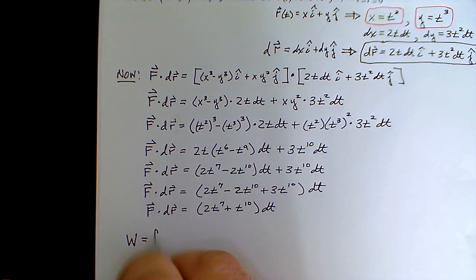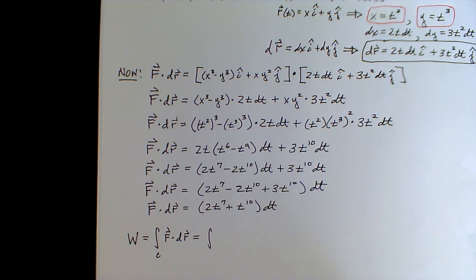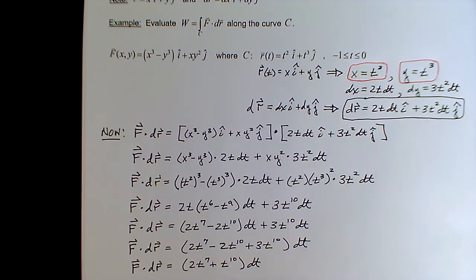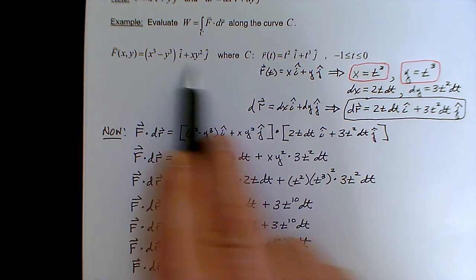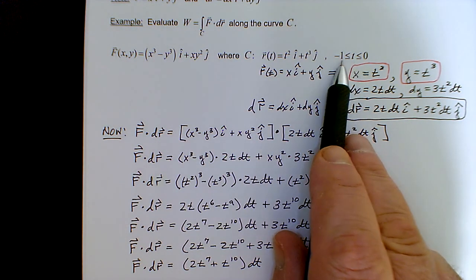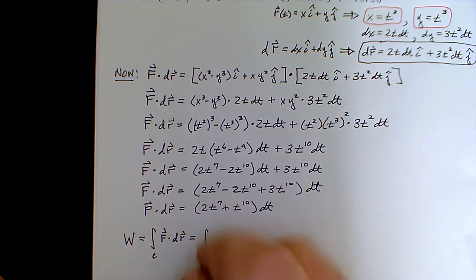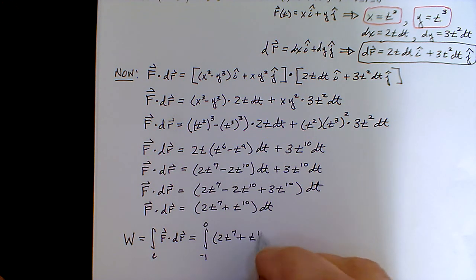So the work is the integral over the curve of f dot dr. So that's going to be the integral. Okay, for the limits of integration, go back up to the given. The curve here was defined, t ranges from -1 to 0. So lower limit -1, upper limit 0. And now that's just the 2t to the 7th plus the t to the 10th with respect to t.